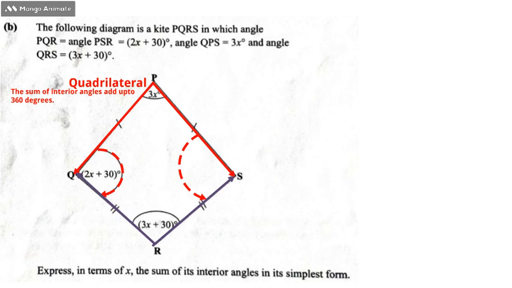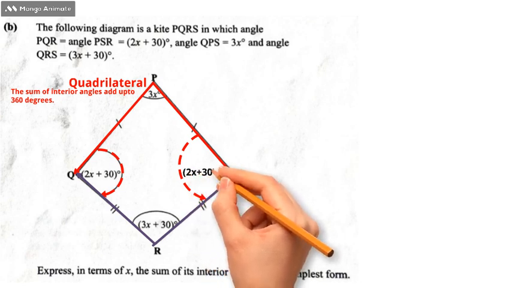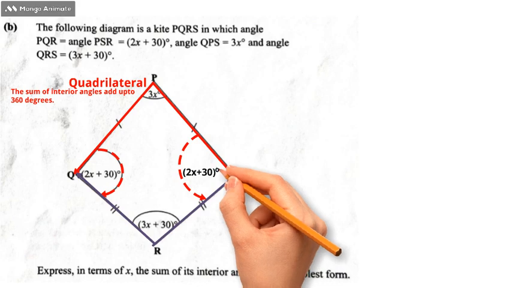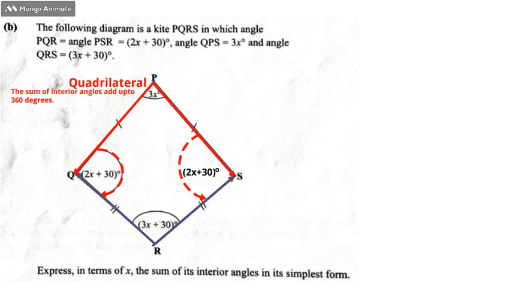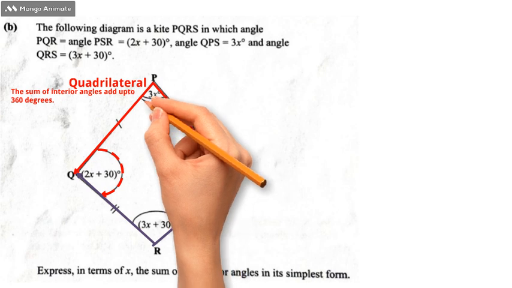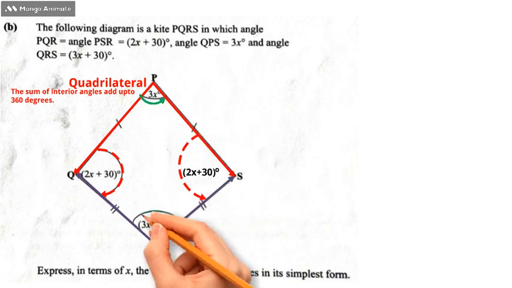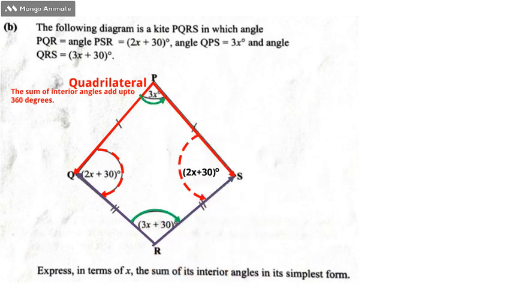So there we can also say this angle is also 2x plus 30 degrees. Now once we have identified that, we can go ahead. Those are the key things we need to identify. However, the angles at P and R are not equal, because they are formed by different lines with different lengths. So those are the only two angles that are equal.